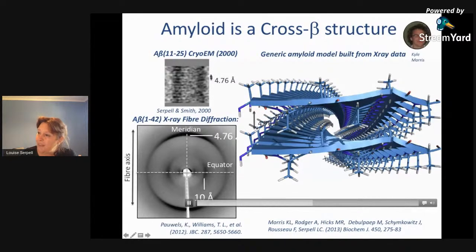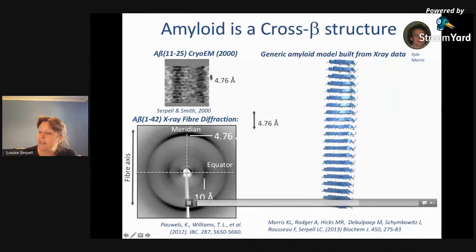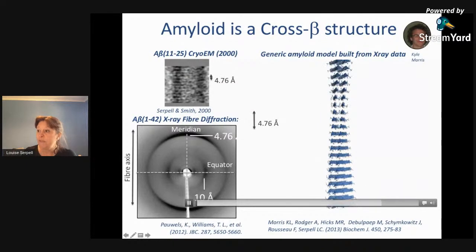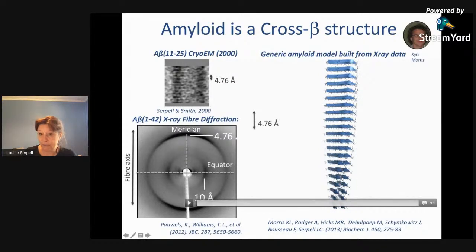And now if we look down the fiber axis, what we see is the side chains of the protein interdigitating to form two beta sheets that are organized to form the amyloid protofibril. So what you will have seen here is this cross-beta structure, this generic cross-beta structure that can be made up of numbers of different sorts of proteins. So this is the cross-beta structure.